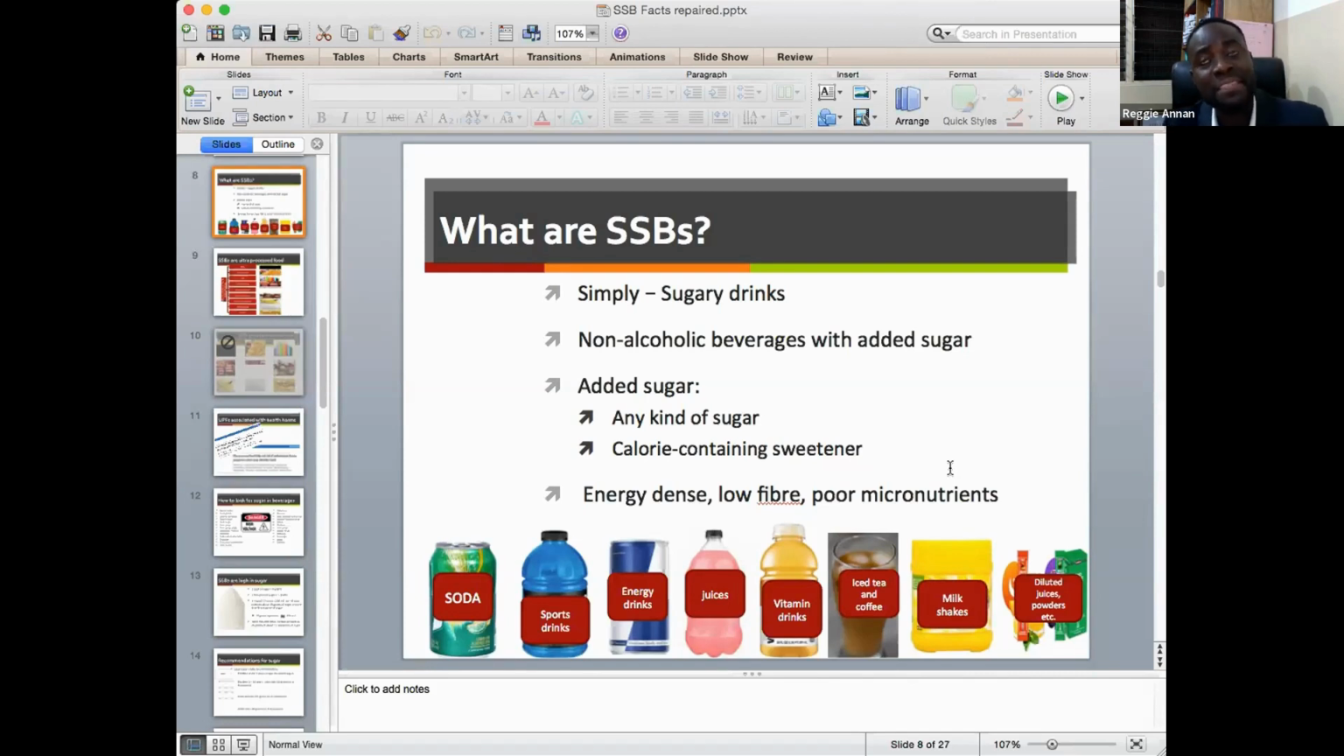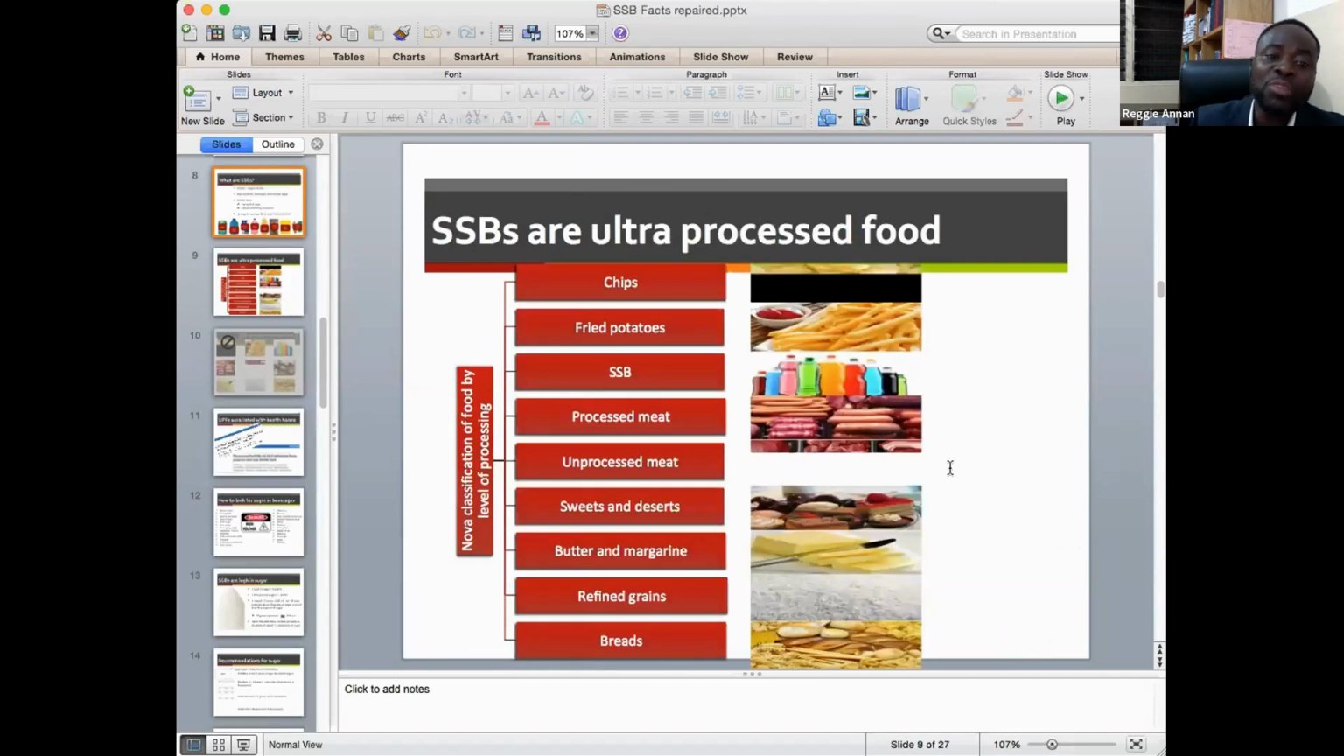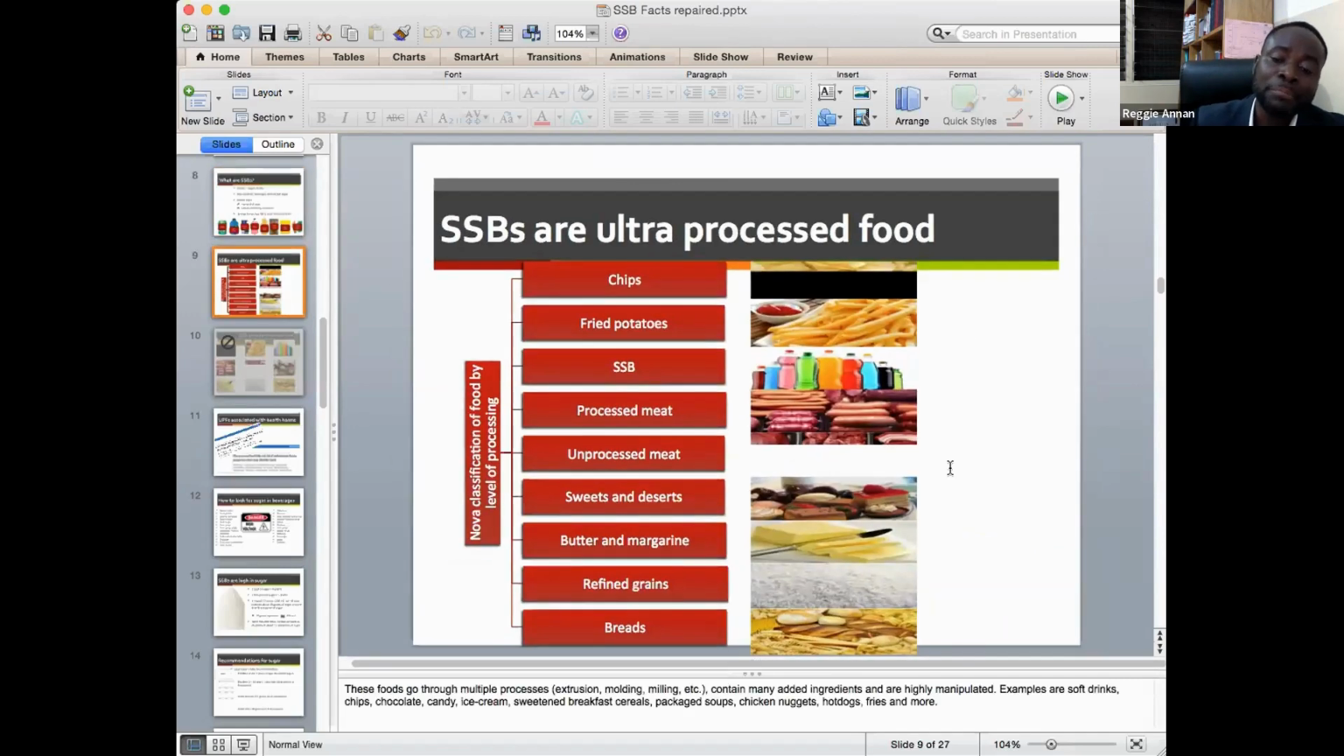And even the ones that are made from the local alternatives, like Sobolo or precursor drink and all that, some of them are also SSBs because of the added sugars and even the very high amounts of sugars that are in them. Why should we be concerned about SSBs?